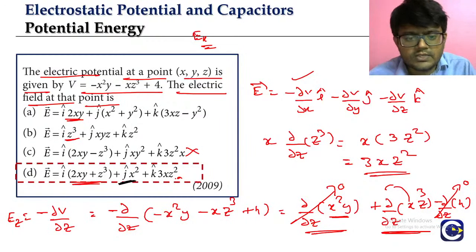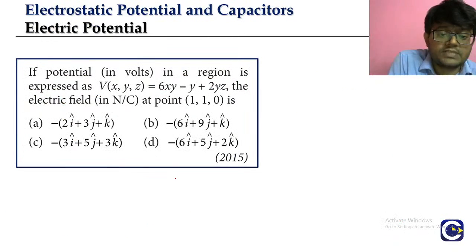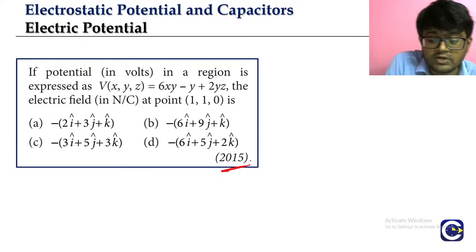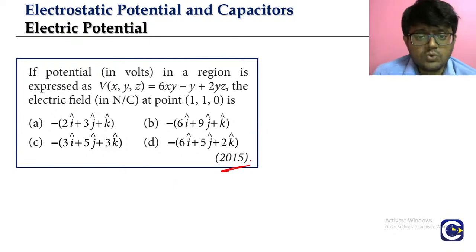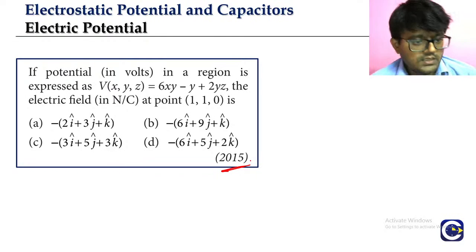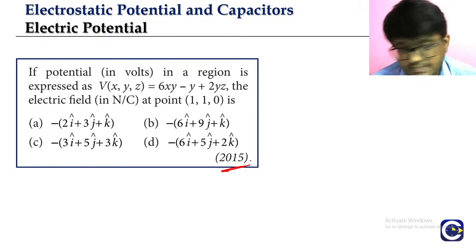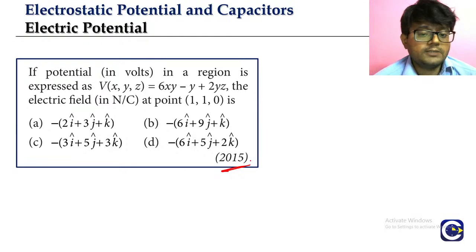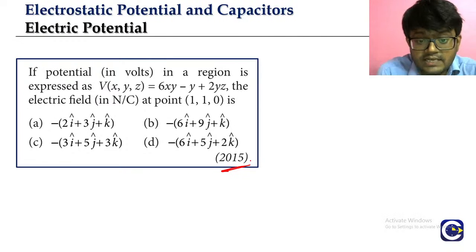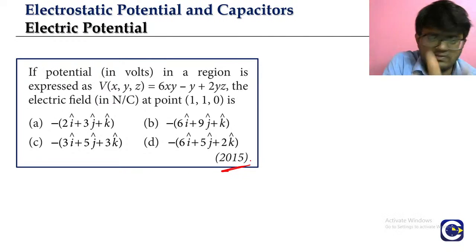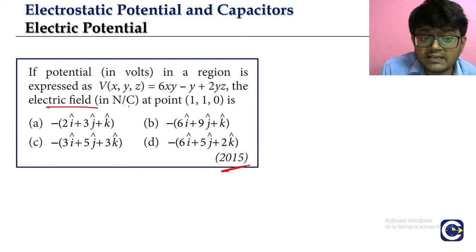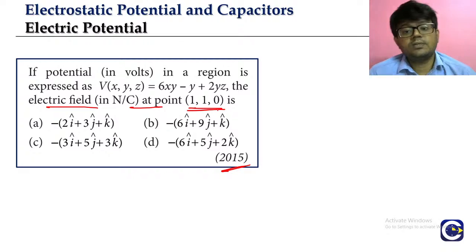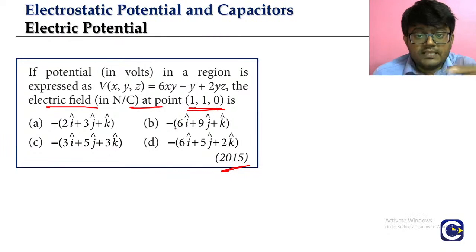Okay, so next, this is a question that has come in 2015. As I said, I have not taken all the 4 questions, I have taken 2 questions. So this is the question in 2015. See, if potential in volt in a region is expressed as, what have they given? They are giving us the potential function. Same format, they will give us the potential function. Then they will ask us to find the electric field. The only difference here is, they are asking us the electric field at the point 1,1,0.